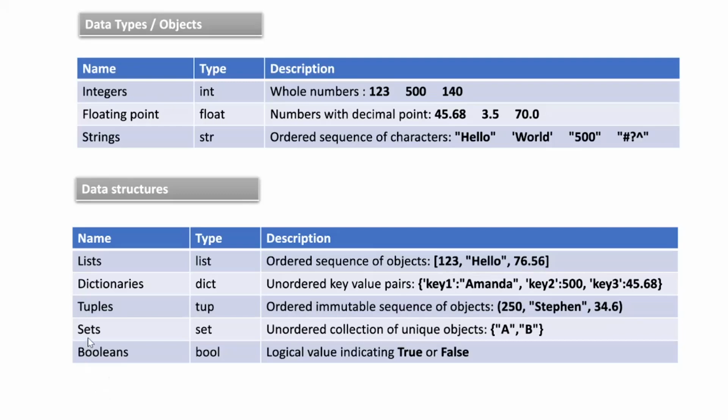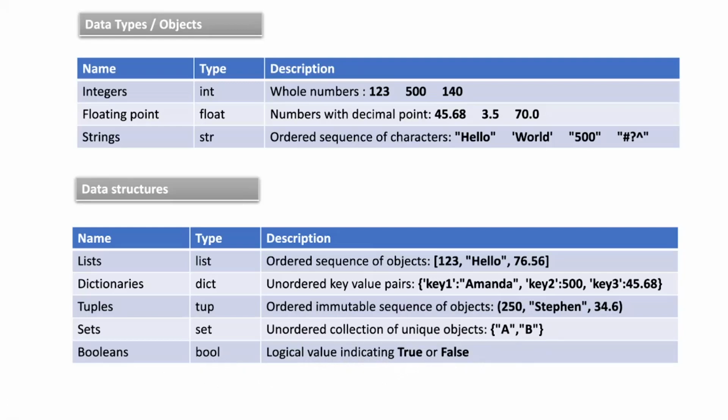Then we have sets. They are internally represented as set. They are an unordered collection of unique objects. The values in sets are enclosed in curly braces just like dictionaries, and they are separated by commas. Then we have booleans. They are internally represented as bool in Python. They are nothing but logical values indicating true or false.